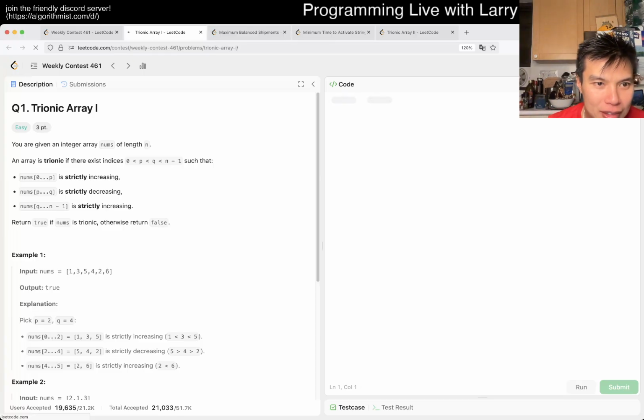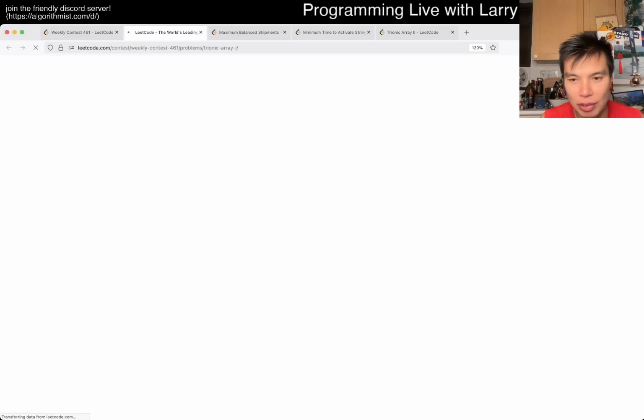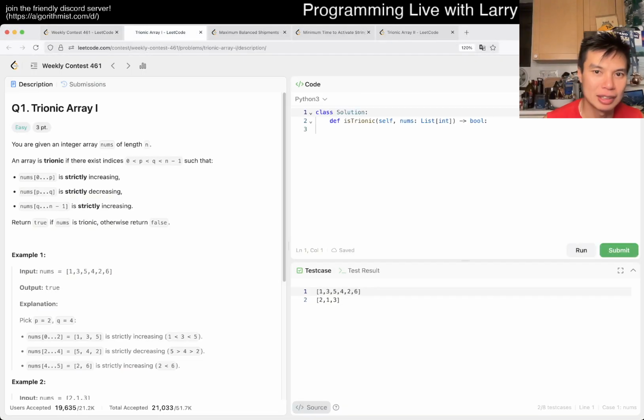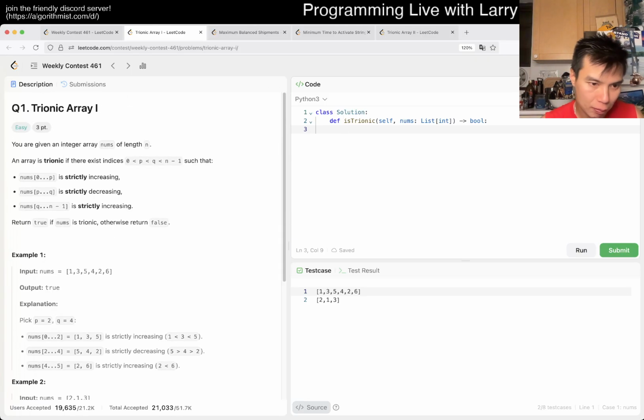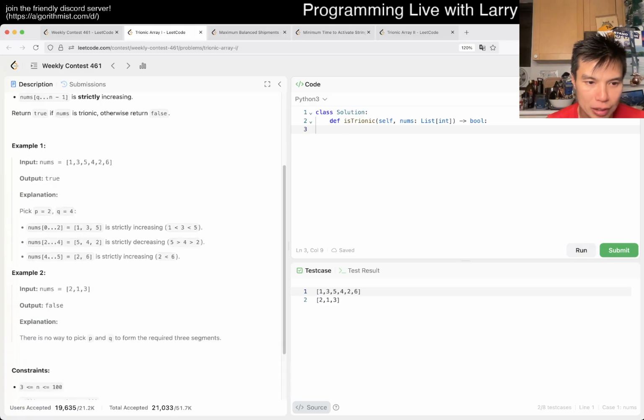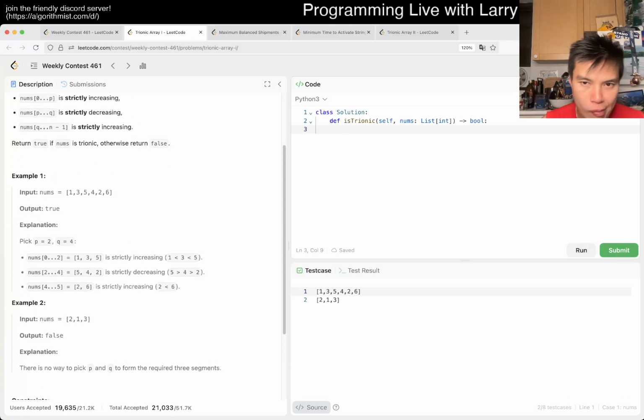Alright, an array of length n is trionic if there's a p and q such that it is increasing, decreasing, and increasing. Okay. Is there a harder version of this? It seems like Q4 is for 6 points. Yeah, I don't want to write this. It's pretty straightforward, right? N square stuff, N cube stuff.